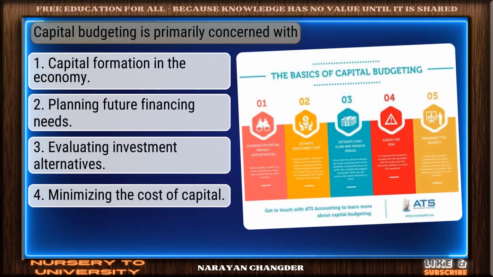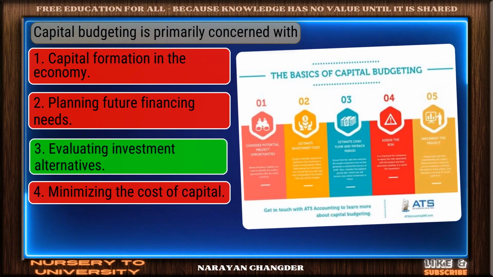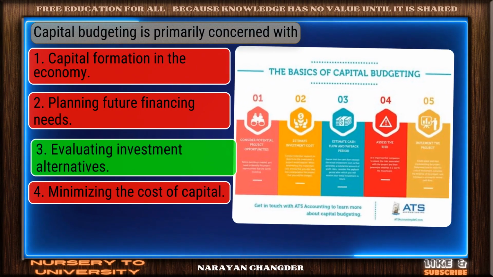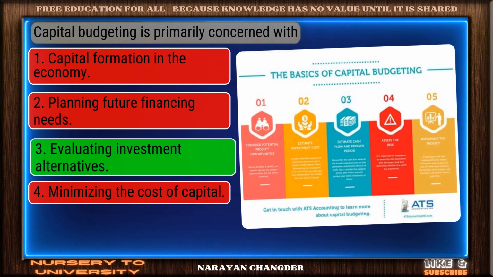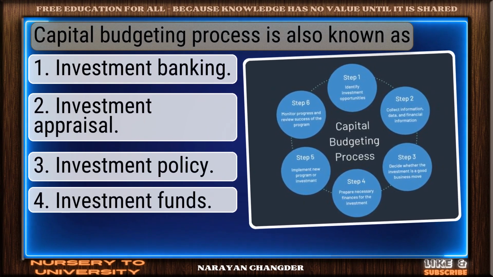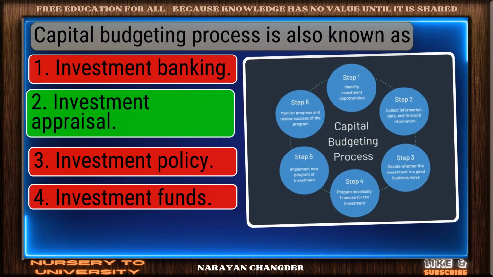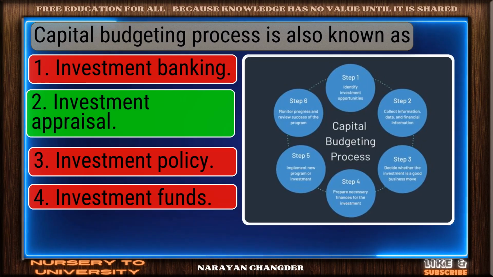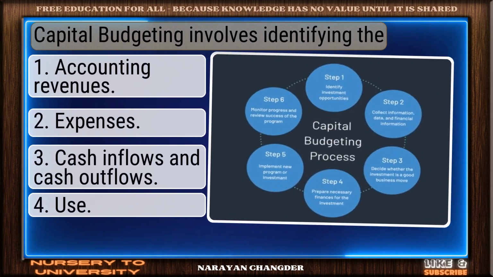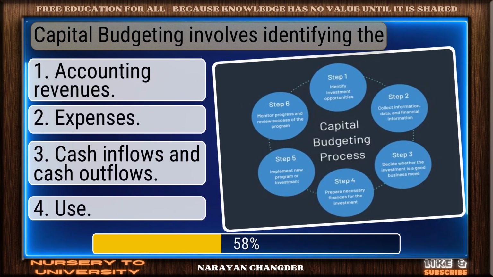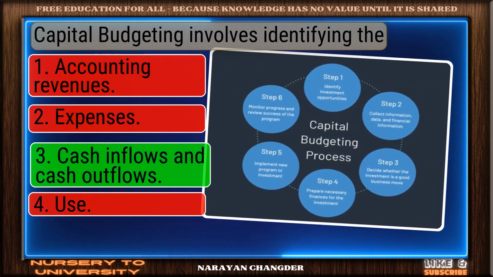Capital budgeting is primarily concerned with. Great job. Evaluating investment alternatives is the accurate answer. Capital budgeting process is also known as. Smart pick. Investment appraisal is the correct choice. Capital budgeting involves identifying the. Bravo. Cash inflows and cash outflows is the answer.